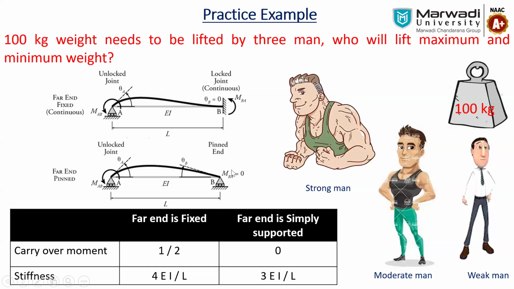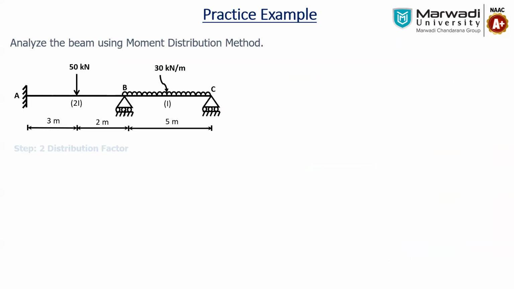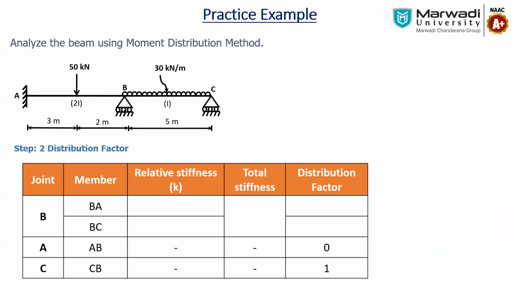Now, based on this example, we have to apply the stiffness and the distribution factor, and that's why we first have to calculate the distribution factor. So here, member AB is connected at joint A, member CB is connected at joint C, and members BA and BC are connected at joint B. Here it is mentioned that support A has distribution factor 0, while support C has distribution factor 1.